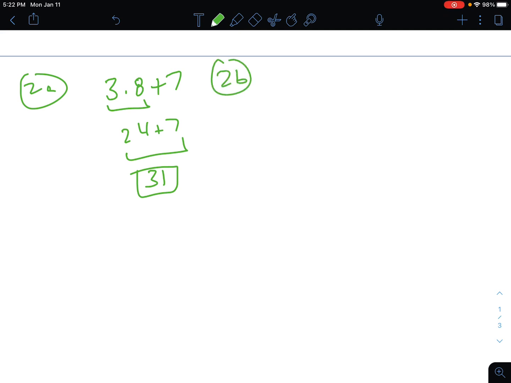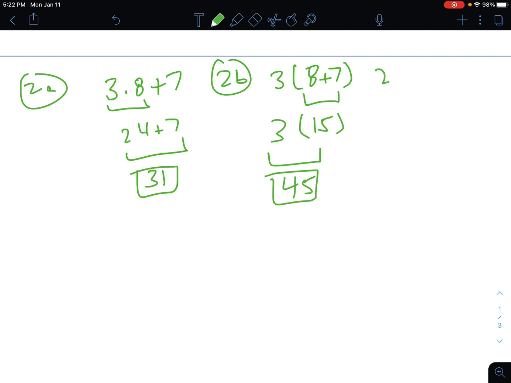Let's do 2B. 2B is 3 parentheses 8 plus 7. We're going to do the parentheses first. That's 15. Keep those parentheses times 3 because it indicates multiplication. That is 45. 3 times 15 is 45.